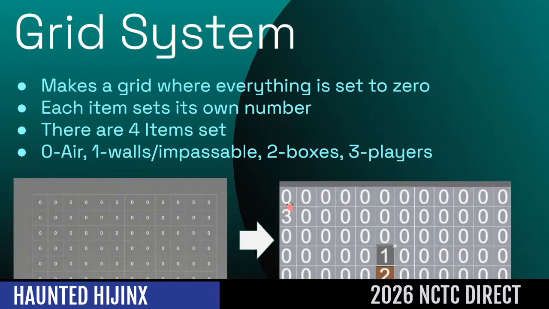There are 4 different types of items. There is just air, which is 0. That is everything that is not important. It can be changed with anything. Then there are wall or impassable objects. Those are things that the player or boxes can't push through. Then there are the boxes themselves, which are moved by the player. And then there's the player themselves, who move around the grid the most and push the boxes, run into walls, and then exit the rooms and do other tasks.